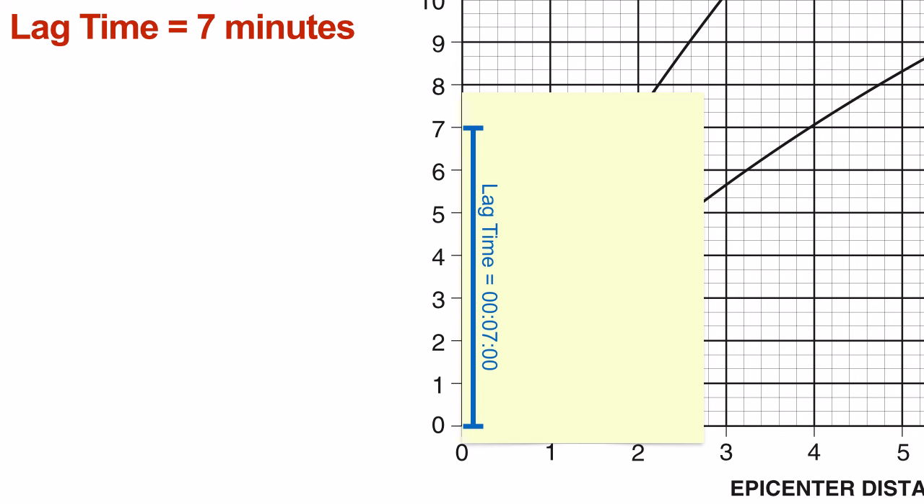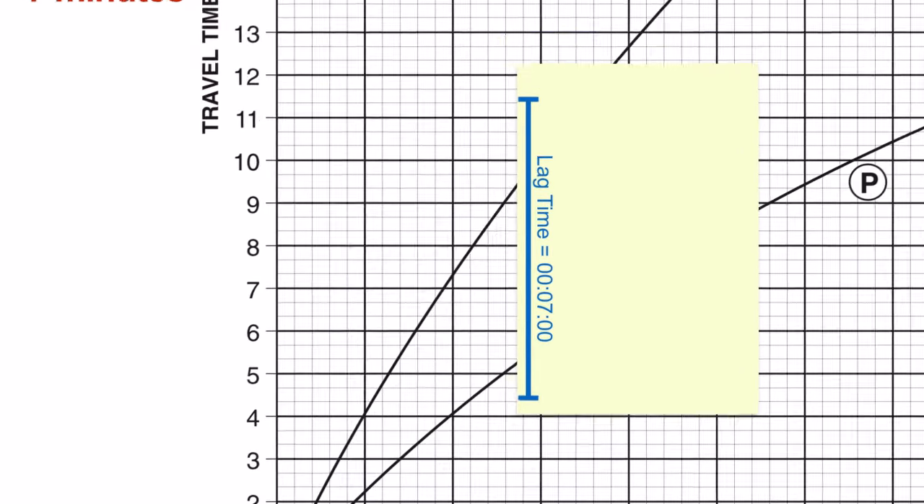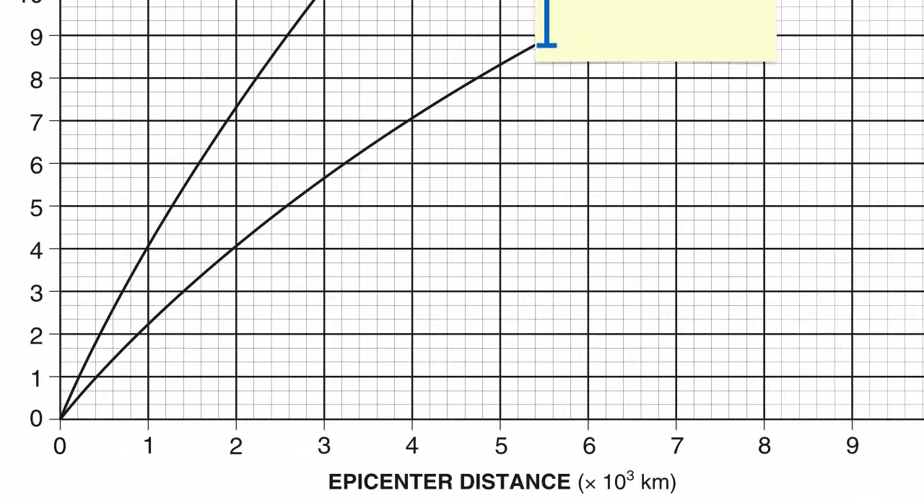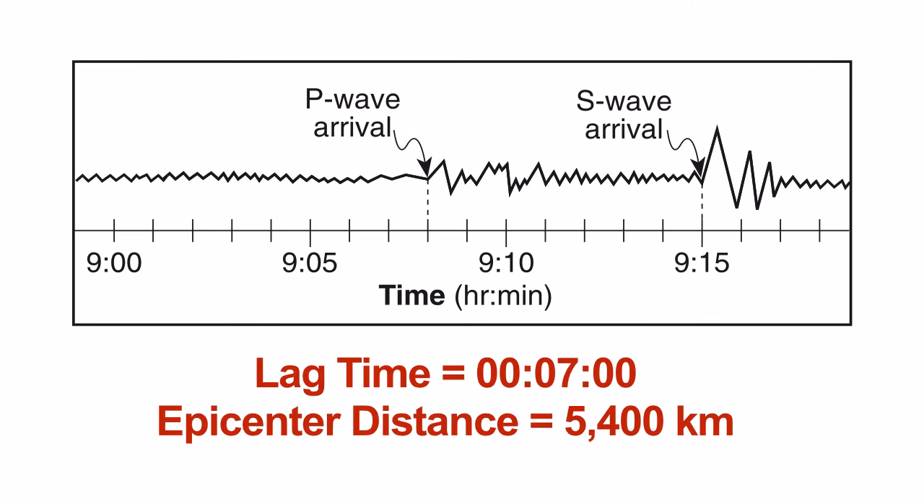Now, the reason this method is called the wedge method is because once we have the lag time marked, we're going to wedge it in between the two travel curves, the P curve and the S curve, until it lines up perfectly, keeping in mind that the scrap paper needs to remain perfectly vertical. Try and use the grid lines to help keep it in line. Once you have it lined up with the two curves, you simply follow that piece of scrap paper down to the bottom, and that will reveal the distance to the epicenter, which in this case appears to be about 5,400 kilometers. So, by simply looking at the lag time and using our reference table, we can figure out how far away we are from the earthquake epicenter.